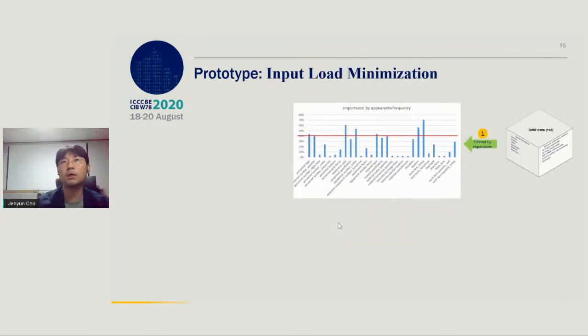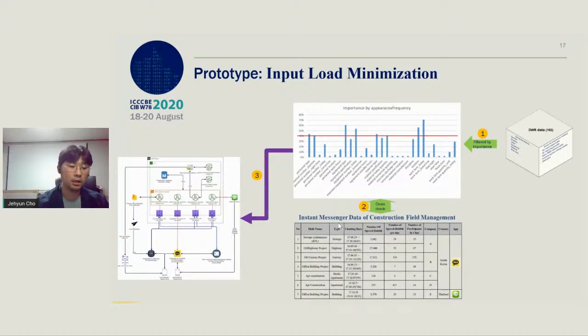And to minimize the input load for the subcontractors, we filtered input required data by importance. We considered the frequency of data appearance during the sample analysis as data importance. And by an analysis of the actual conversation log data from the 7 construction projects, we double checked whether the filtered data is valid or not.